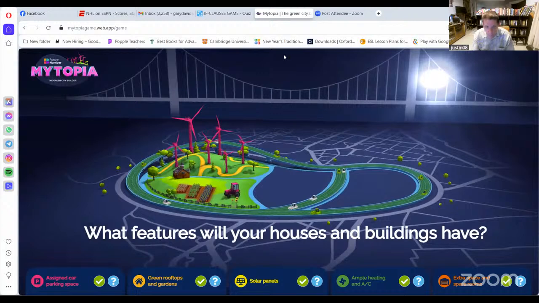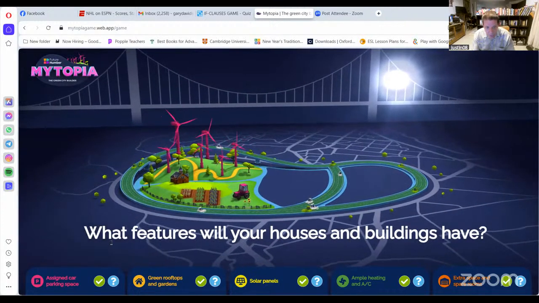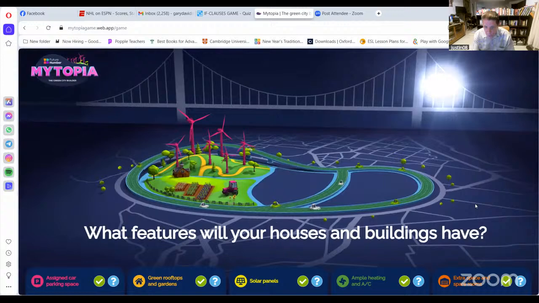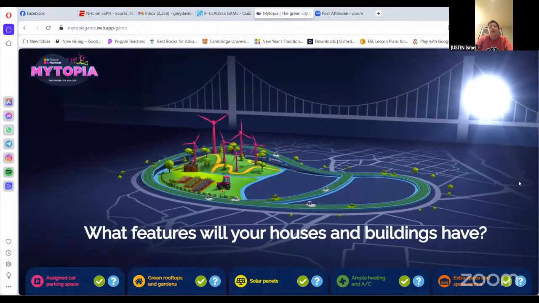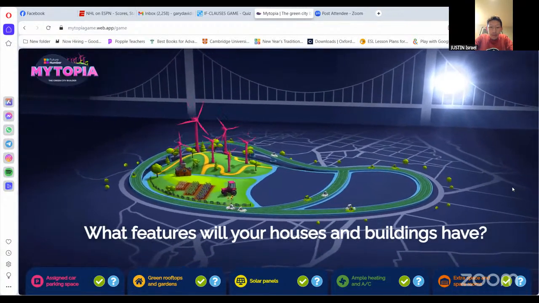Okay. Let's go on to the next part of the city. Can you read what it says? What features will your houses and buildings have?